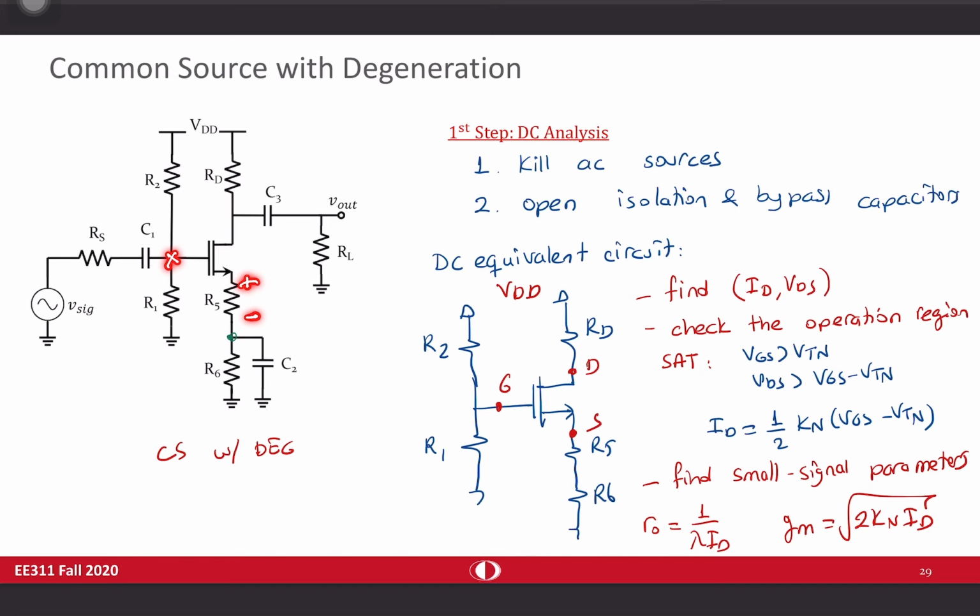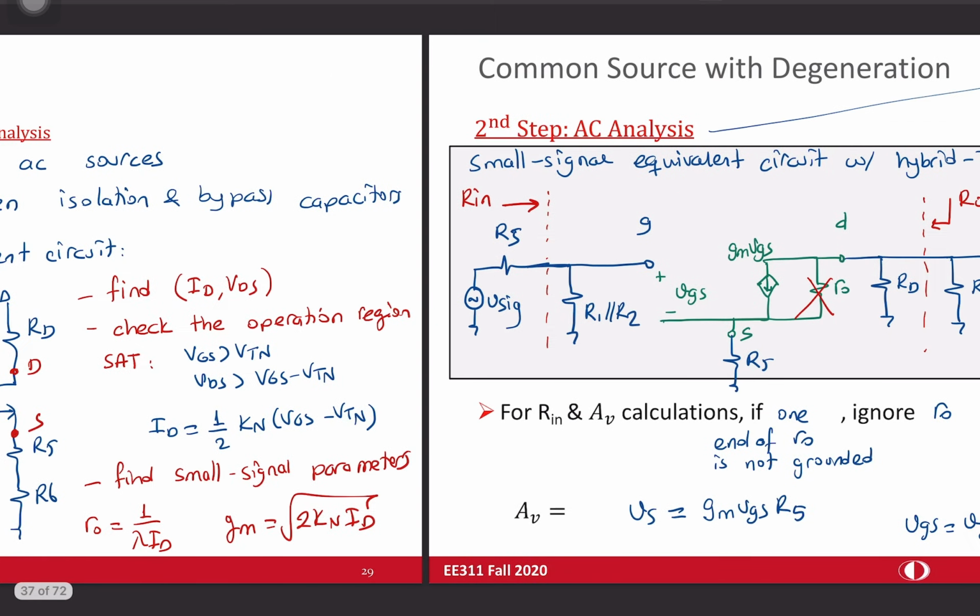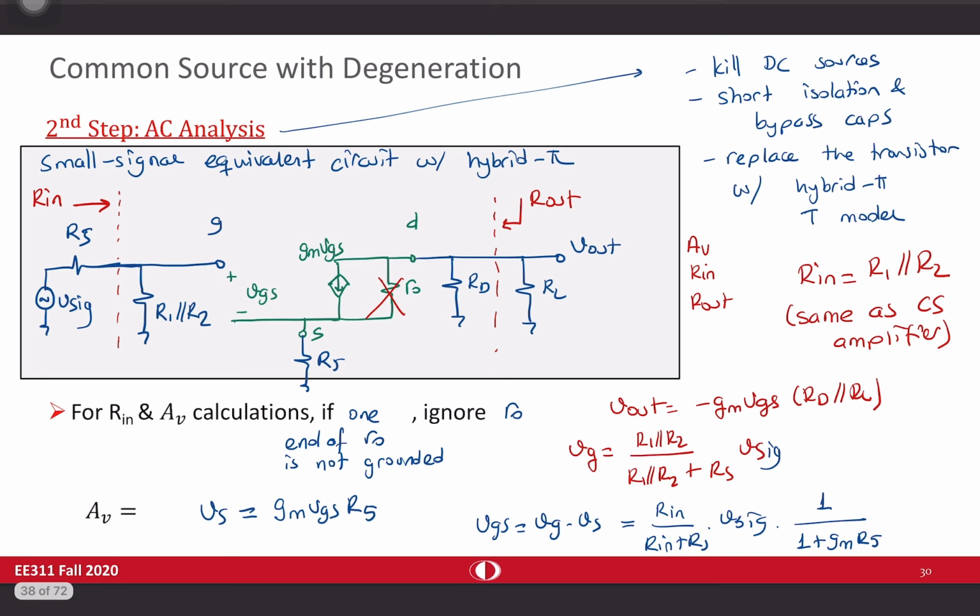So stability-wise, common source with degeneration provides a better amplifier, in terms of transistor independence as well. But what you sacrifice is, of course, the overall gain. Overall gain decreases significantly because of this 1 plus Gm Rs term. But still, it's a very useful amplifier and people use it a lot.